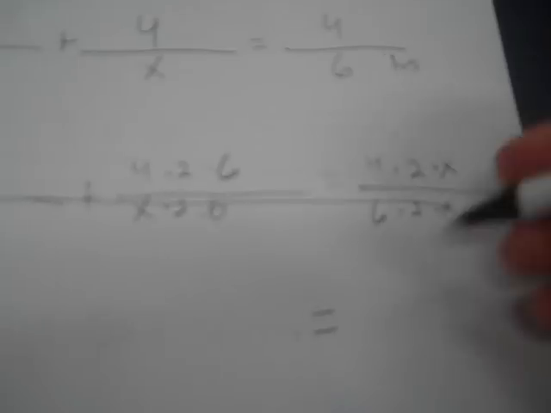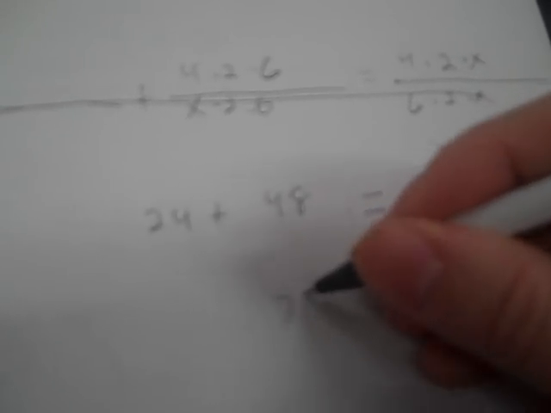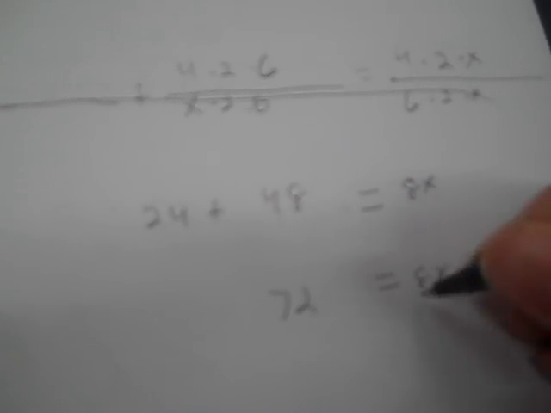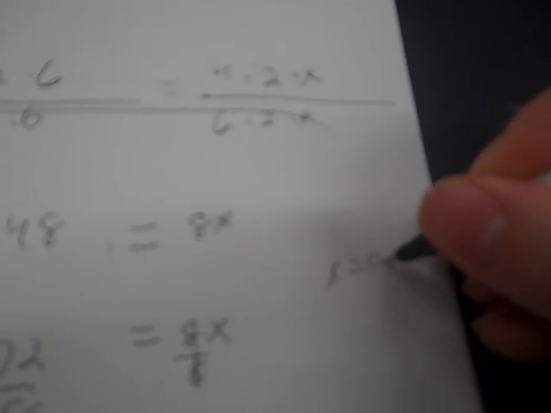Forget the bottom. You know you're going to have 8x on that side. You're going to have 24 plus 48 on this side. So that's 72, 8x, divide by 8, divide by 8, x equals 9. So it takes that guy 9 hours to paint the 4 houses. He's actually the faster one. And then to find how long it takes the other one, we times it by 2, and that's 18.